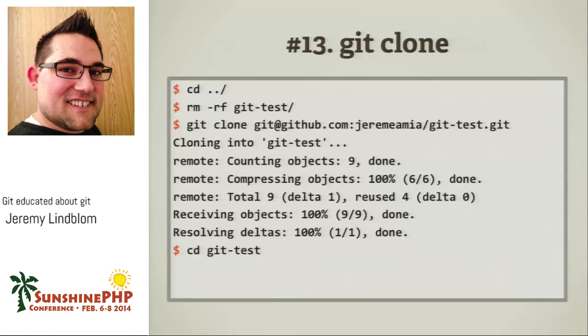So git clone, and you give it the URL. It clones the repository and creates a copy of the repository on your local machine, and it creates that folder for you named after the repository. You can also optionally specify a different folder name if you want to call that directory something else.